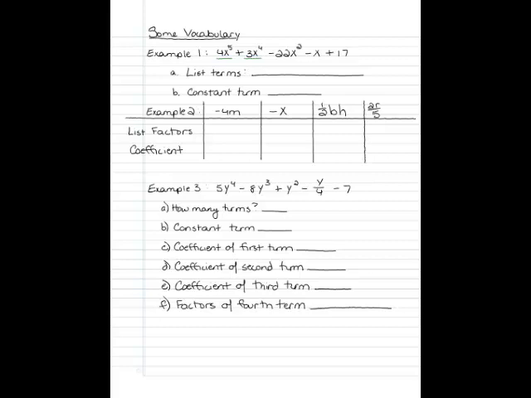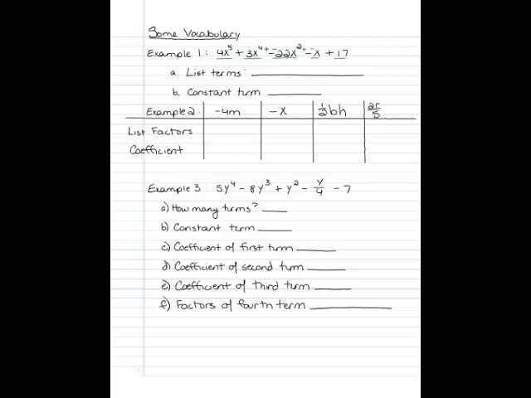Whenever you have subtraction here, you want to think of it as adding a negative. Minus is the same as adding a negative because this third term is actually negative 22x squared. The same goes for the fourth term. We have minus x. You want to think of that as plus a negative x. The term itself is going to be negative x. And then the last term is the number 17.